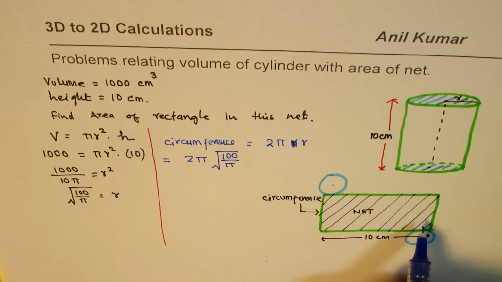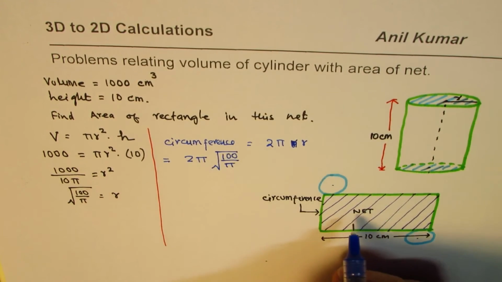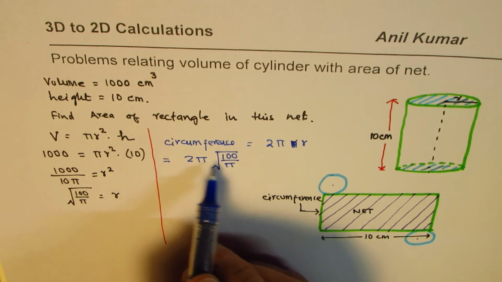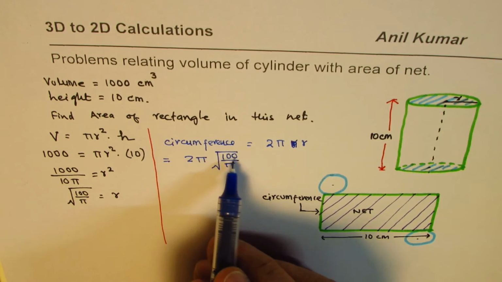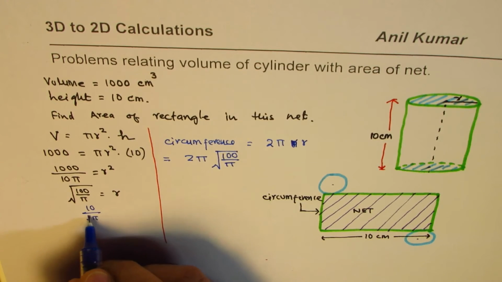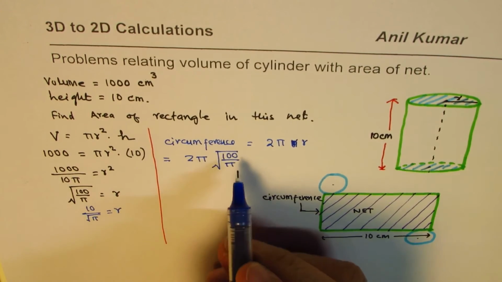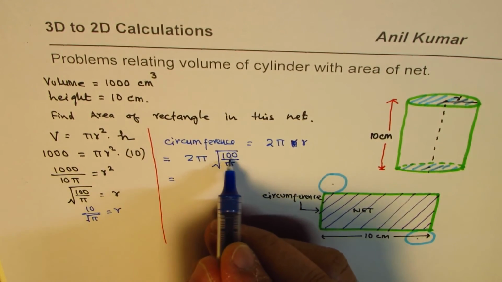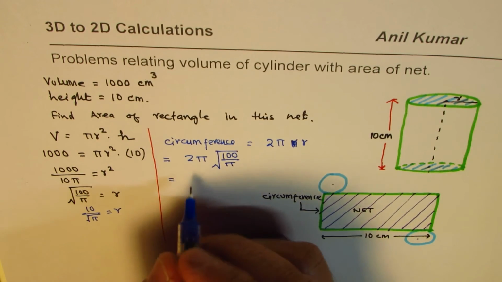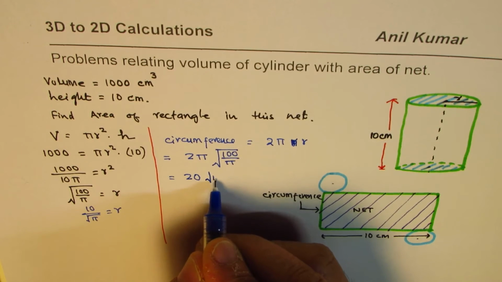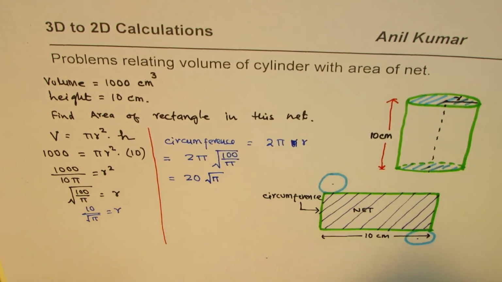Now what is the area of the net? The circumference we're talking about will be 2 pi times the square root of 100, which is 10. I could have written 10 over square root pi in this case, right? No problem. Simplifying, the square root of 100 is 10, and 10 times 2 is 20. So we get 20 square root pi as the circumference. Is that okay? So that is the circumference for us.